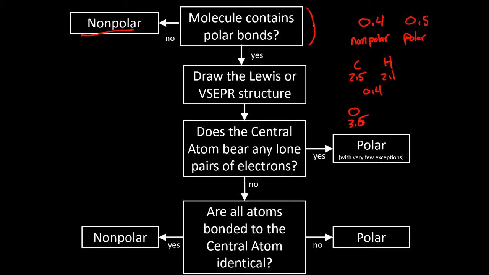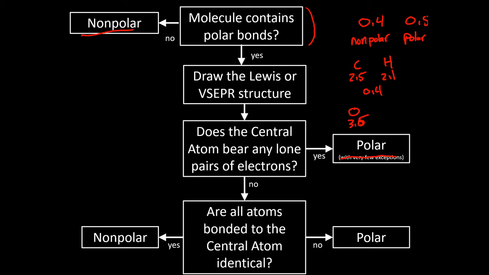Once we know that we have polar bonds, we can go ahead and draw the Lewis structure, and then we are going to ask ourselves, does the central atom in this structure have any lone pairs? Because if it does, with very few exceptions, that is going to make the molecule polar. And we're going to ignore those exceptions for our purposes. They exist, and they're not super, super rare. It's not that there's just one or two of them in existence. But compared to all the molecules where this is true, it's rare enough that we're just going to ignore them.